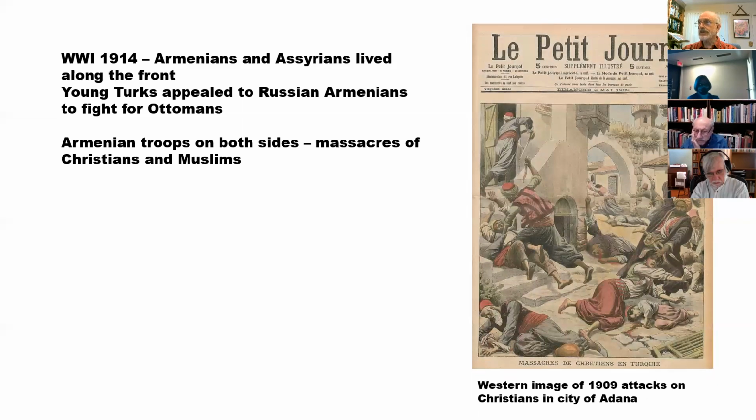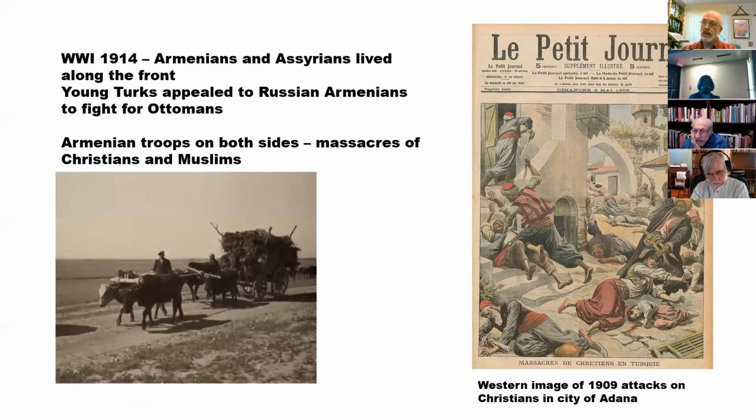This is an image of 1909 attacks on Christians, meaning Armenians. And here you can see the stereotyped clothing of the Muslims and these poor victims, massacres of Christians in Turkey. So that's again before the First World War. And you get refugees on the road. You don't even have horses, you have oxen.